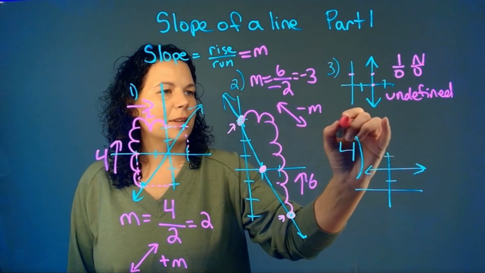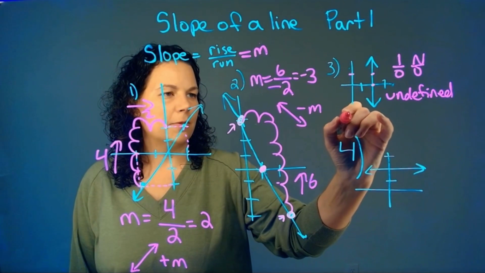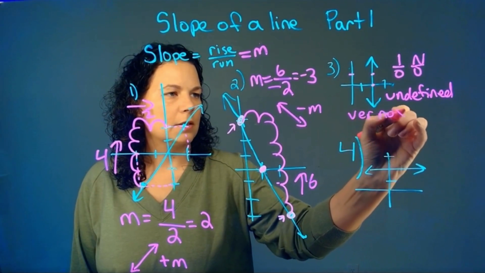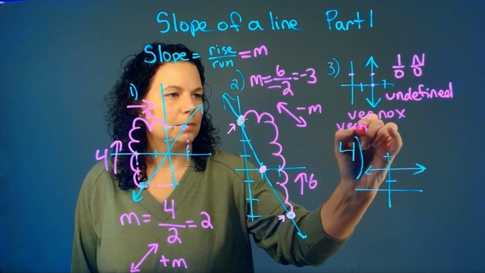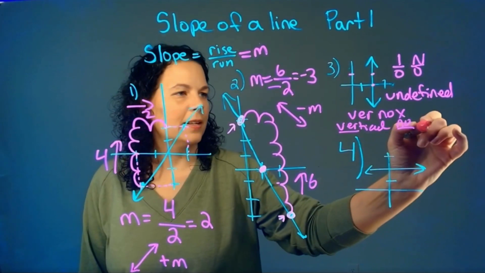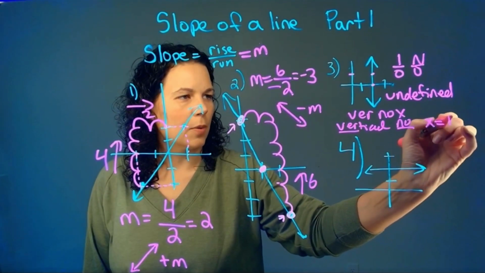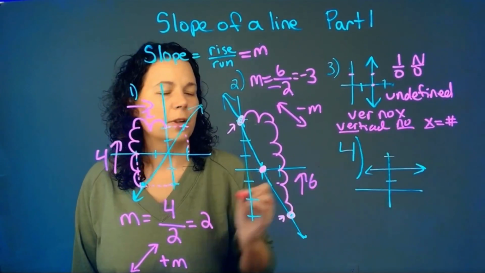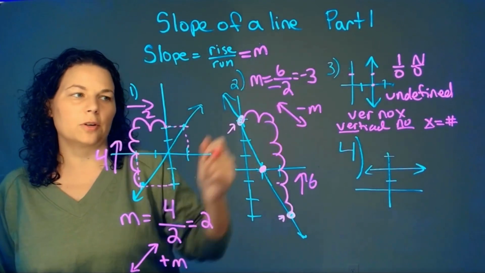And I remember this by telling myself vernox, vertical line, no slope or undefined. And then if I write the equation, it's always going to be x equals a number. So vernox. That's how I remember vertical line.